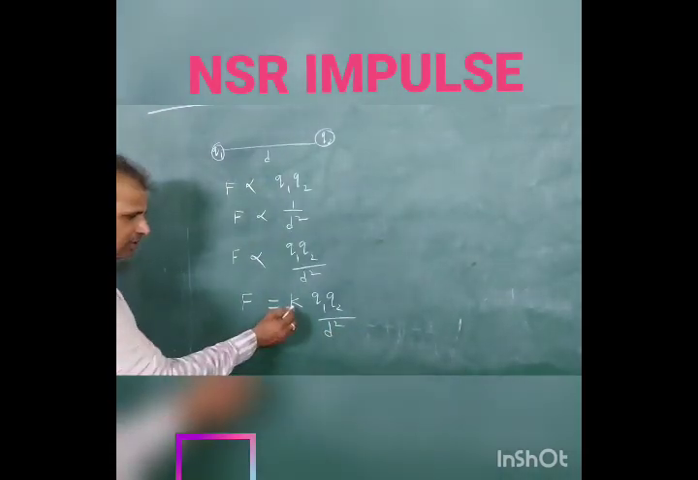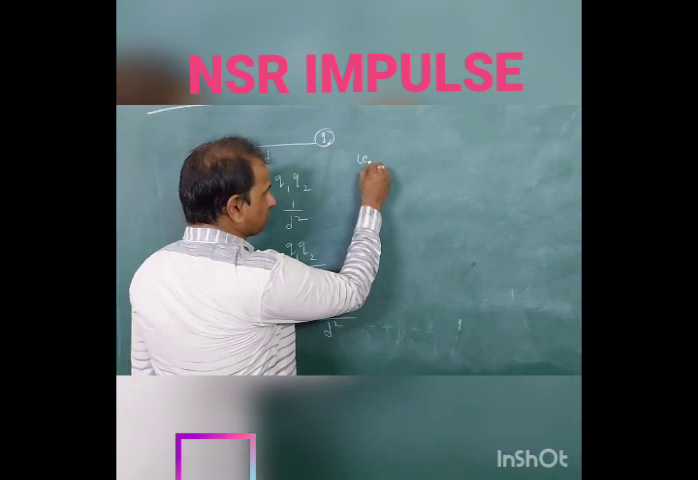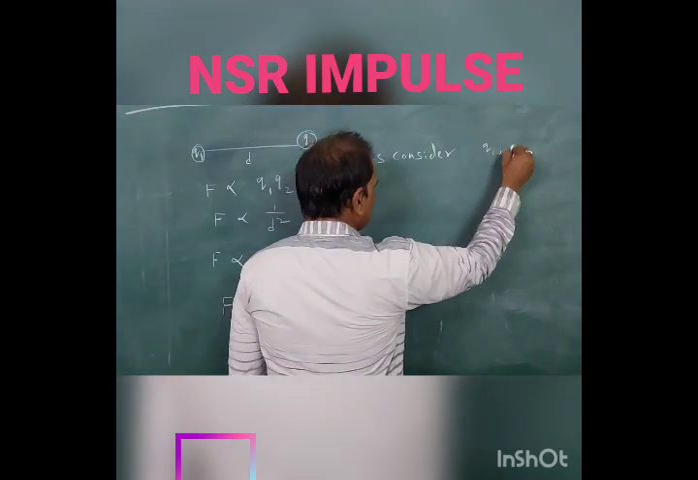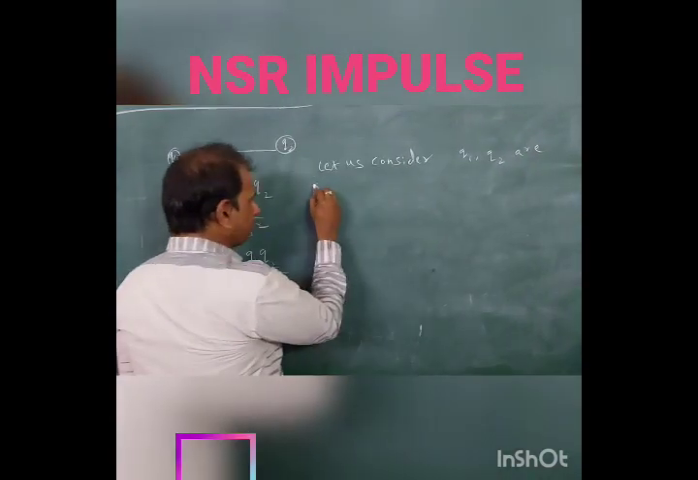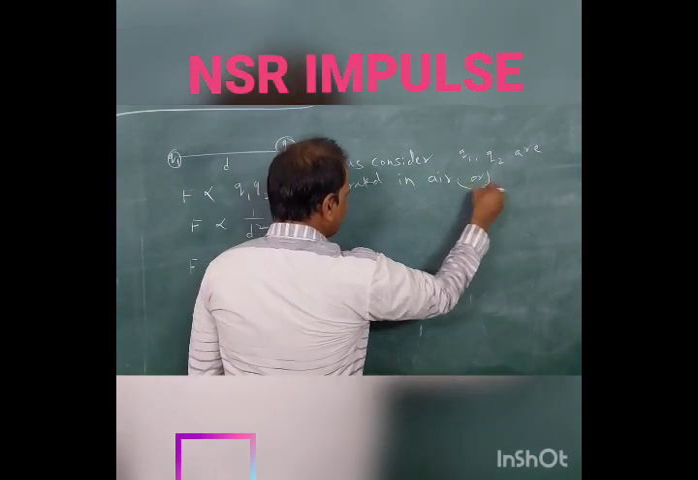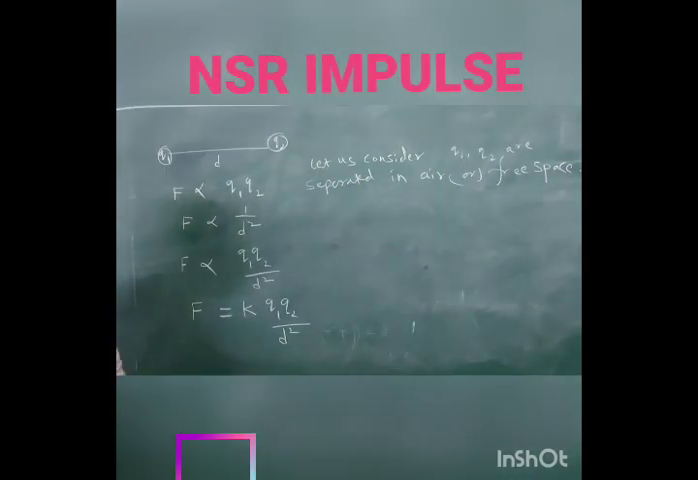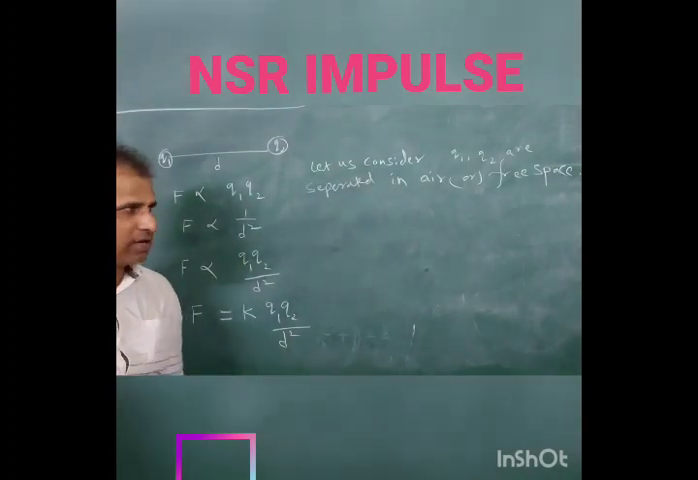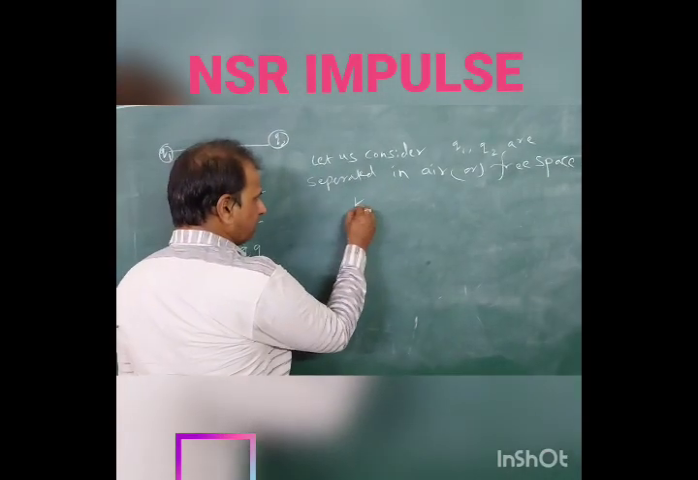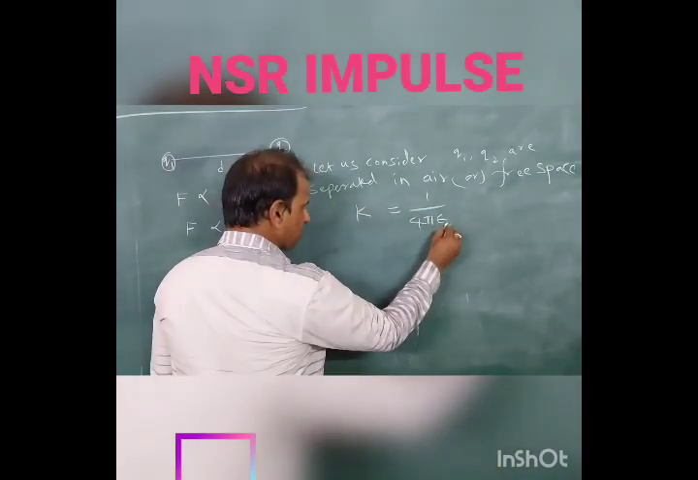So first let us begin by giving the value of k for air or free space. Let us consider two charges Q1, Q2 separated in air or free space. When both are separated in air or free space, then K is equal to 1 by 4 pi epsilon naught.